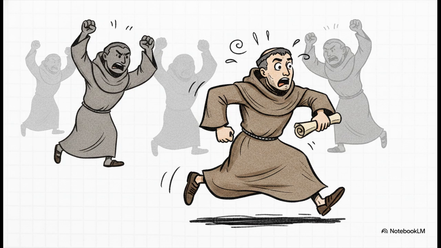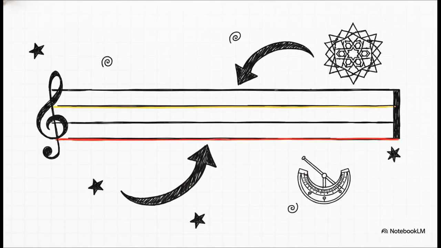His fellow monks were so hostile to his new teaching methods that in 1025, Guido actually had to flee his monastery. He relocated to Arezzo, which was a town that desperately needed a choir trainer, and well, that's where history was made. Once he was safely in Arezzo, Guido just unleashed a suite of innovations.